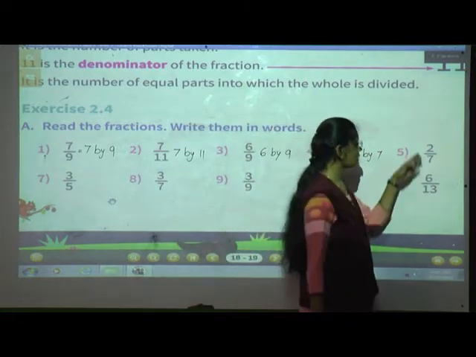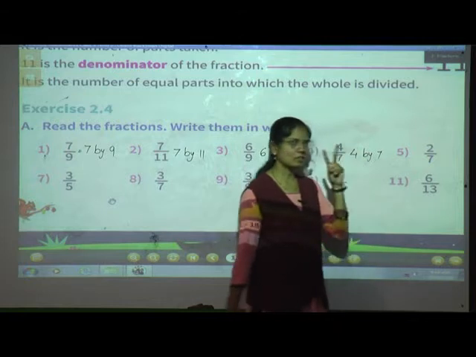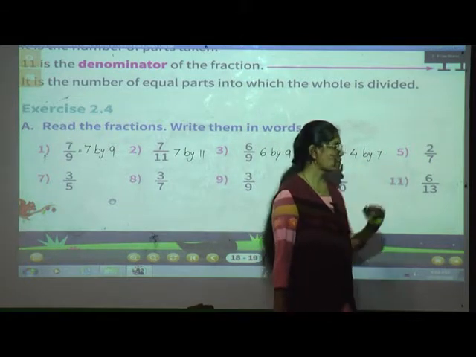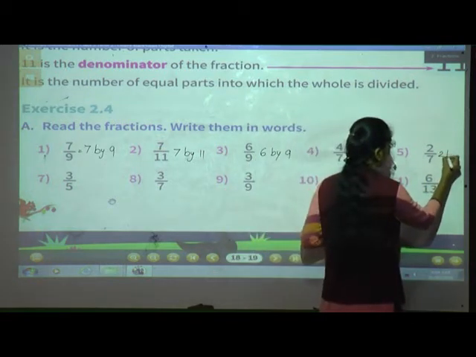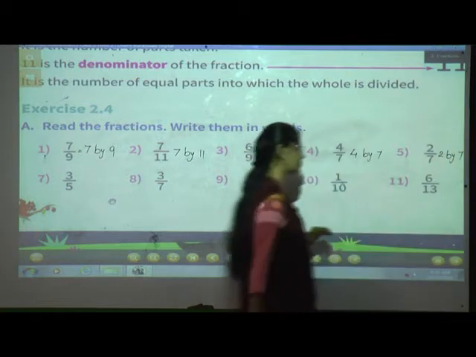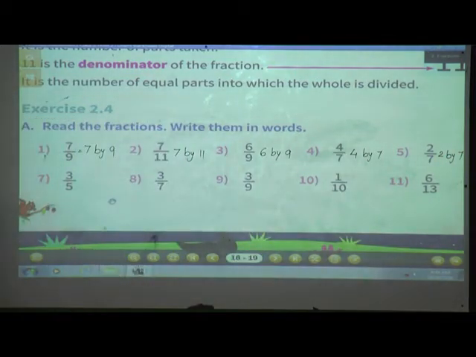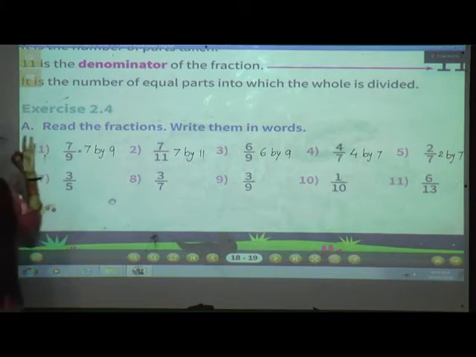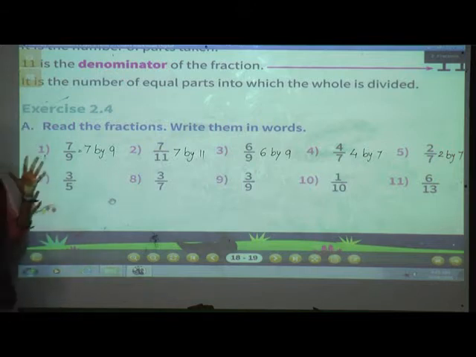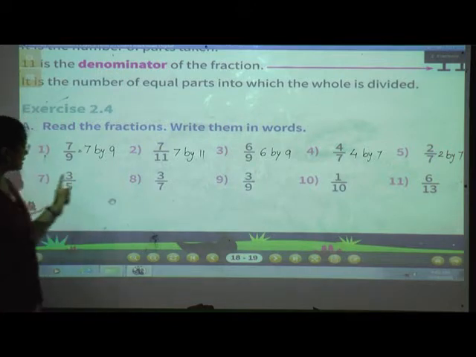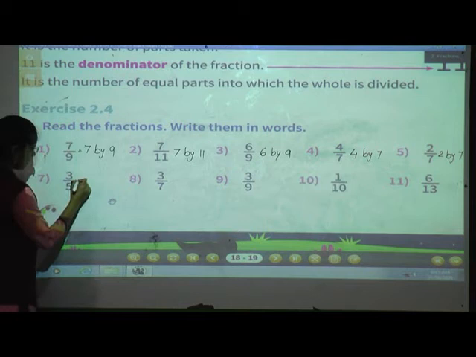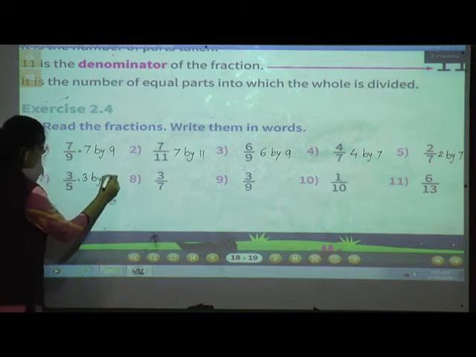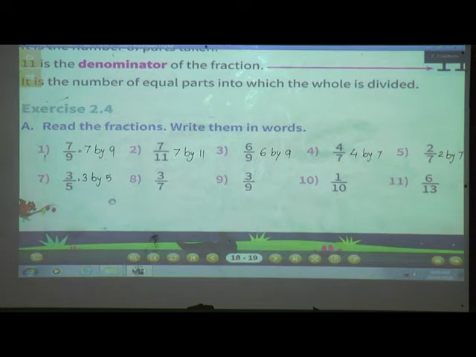Then this fifth one. Here what is the numerator? 2 is the numerator and 7 is the denominator. So how will you read this fraction? 2/7. So here you can write 2/7. Okay. Then the next example, the seventh one. See, what is the numerator? Numerator is 3 and denominator is 5. Okay. So read this fraction. 3 by 5. Okay. How will you read? 3 by 5. Clear?